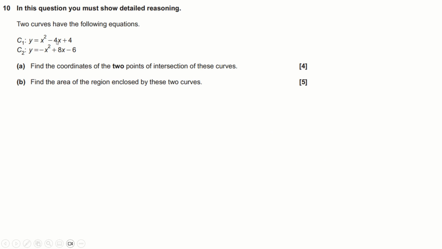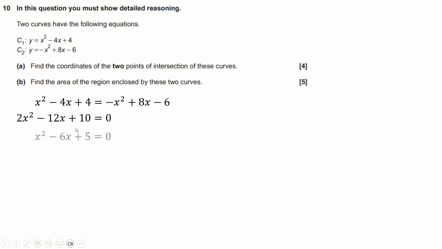Find the coordinates of the intersection, so set this equal to that. Make everything 0 on one side, divide everything by 2, factorize, and you get these two solutions here of 1 and 5. Put those 1 and 5 back into either one of these two things to find the y coordinate. You get these two y coordinates. And those are the coordinates 1, 1, and 5, 9. I probably should have written those as coordinate pairs, but oh well.